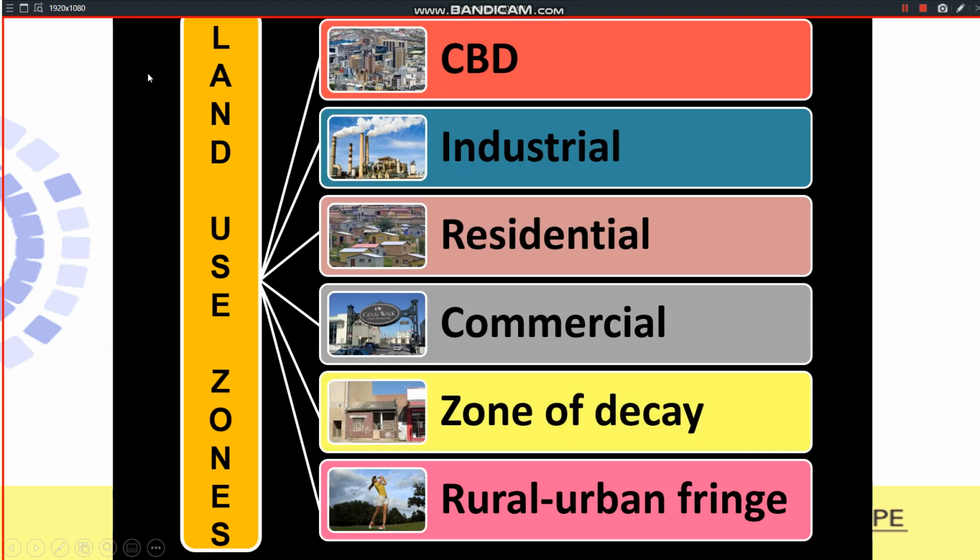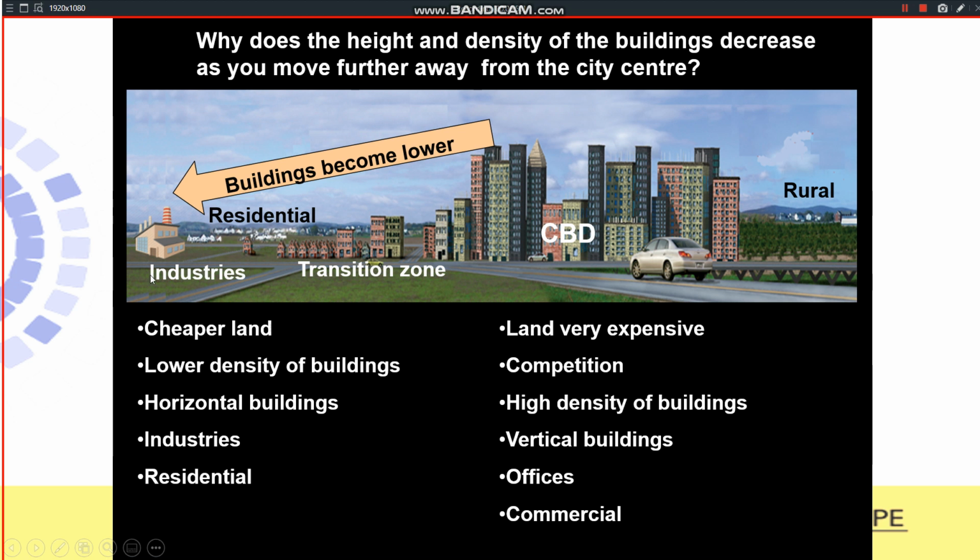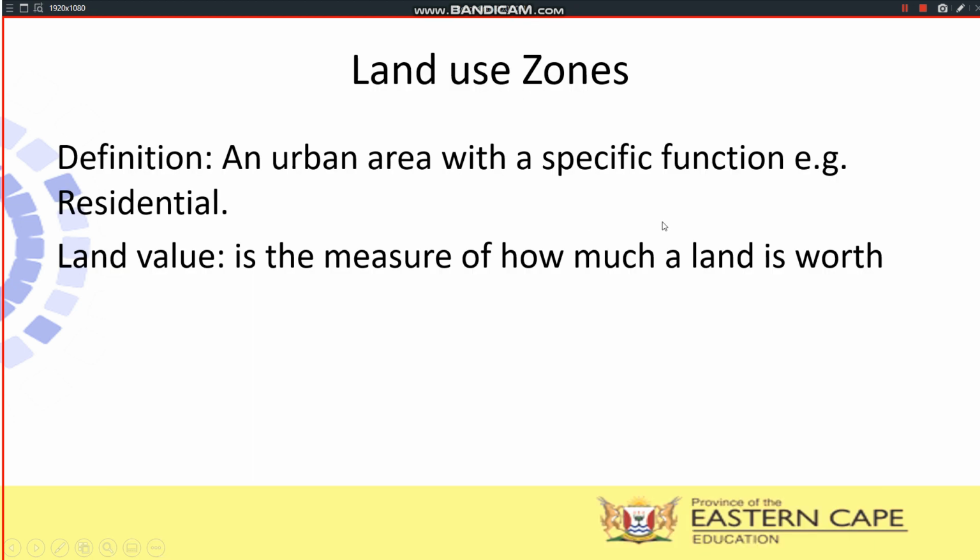In the previous slide, I showed you all these areas. This is your area, your land use zones. It's the CBD, there's the transition zone, which I'll speak about later, there's residential, there's industries. These are all land use zones, and that is what we refer to. It's an urban area with a specific function. Example, residential. Then land value. It's the measure of how much land is worth. Right.